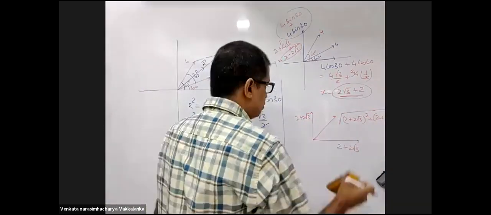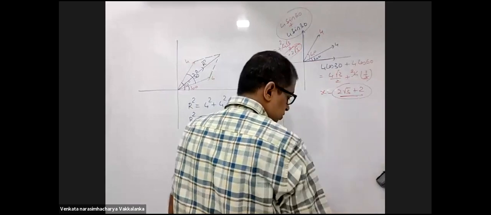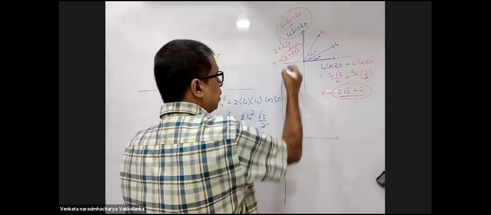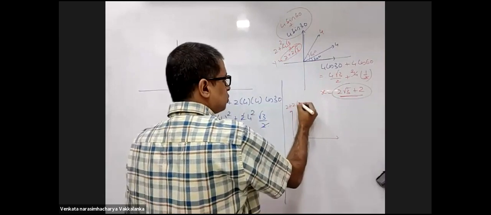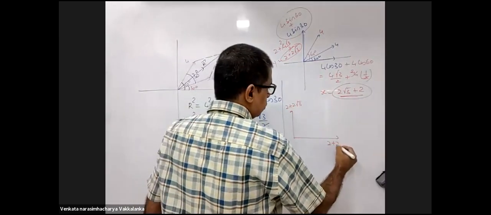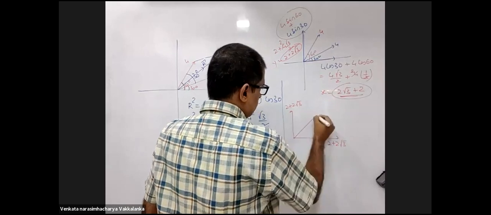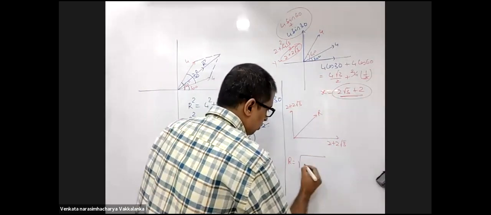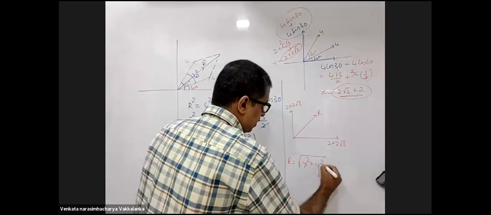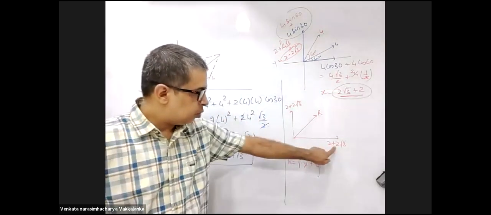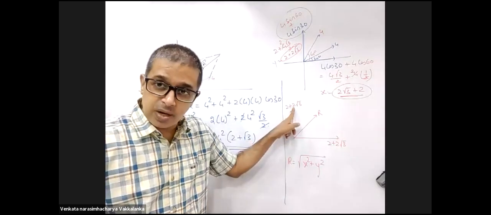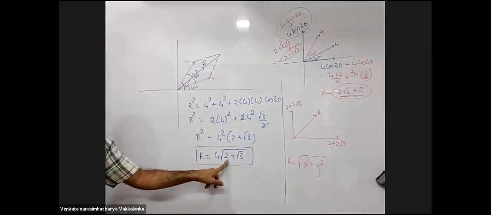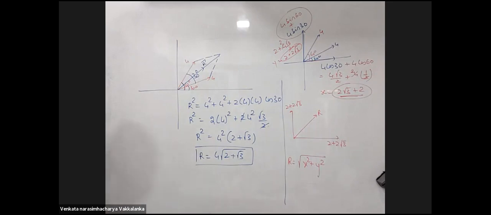You are not able to see that part of the board. One second, wait. You have converted this problem into 2 plus 2 root 3 here, 2 plus 2 root 3. Will I get the resultant R? Root over of x square plus y square? Yes, sir. Can you square and substitute here and verify if you are getting this or not? Yes.